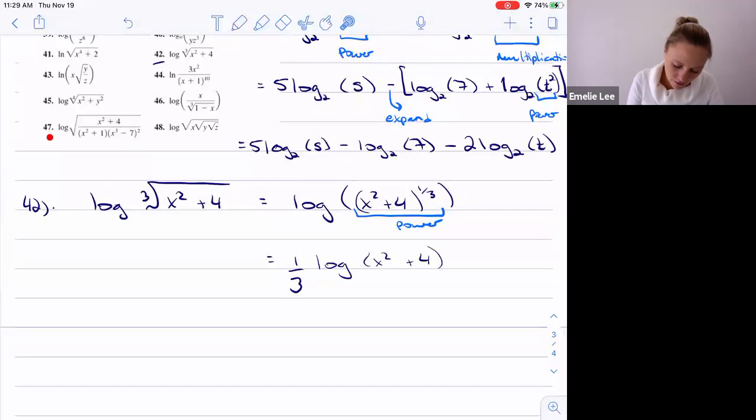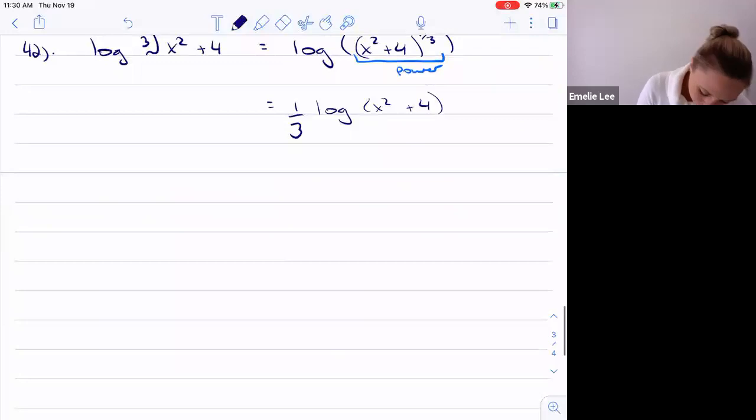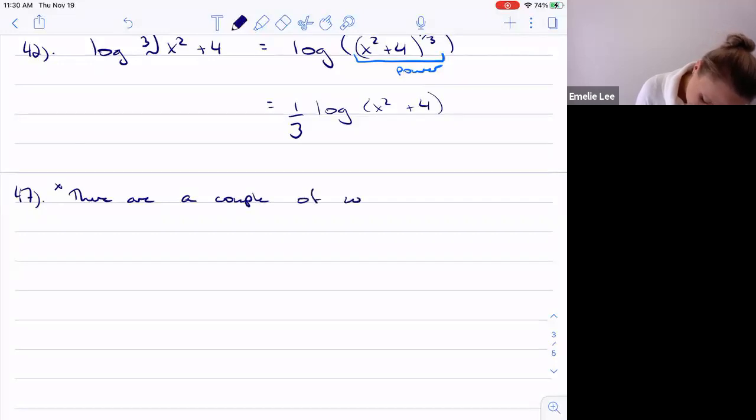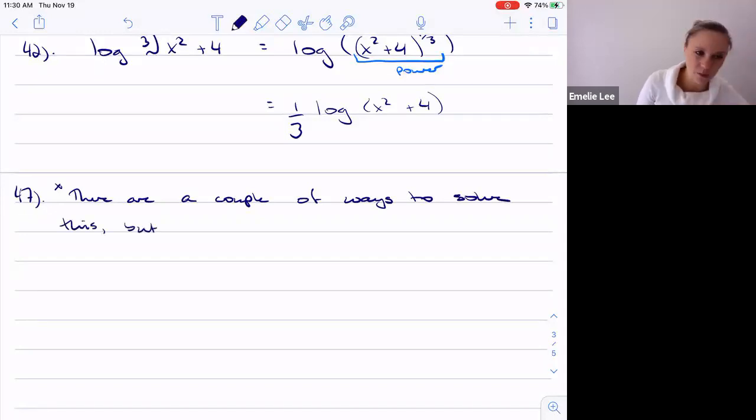Okay. Let's do 47 because it's big and nasty, but the procedure is going to be the same. We can rewrite the square root as if it's a power. You could also use exponent laws to bring that power of 1/2 onto each of these terms because I'm multiplying and dividing. I'm not going to do that, but you could. 47. I'll just make a note here. There are a couple of ways to solve this, but the results will be the same. So I'm just going to show you one way, and then you can try it out and see if you can figure out the other way.